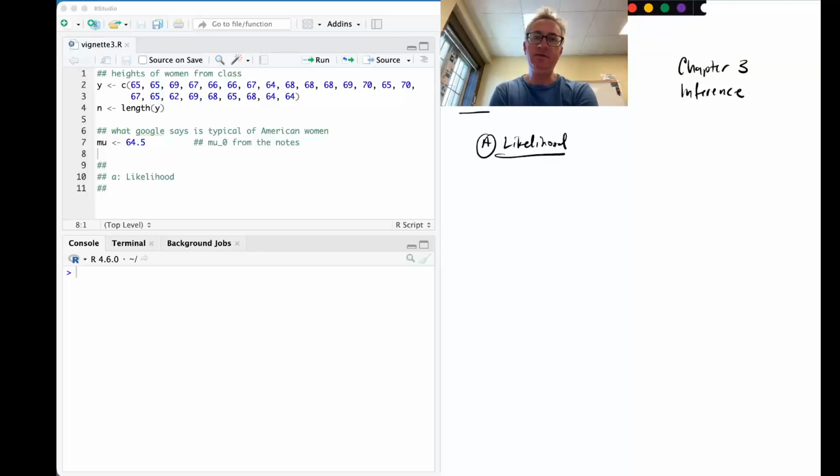Chapter 3 is about inference, and it's in 3 parts. The first part, part A, is on the likelihood. So let's jump right in.